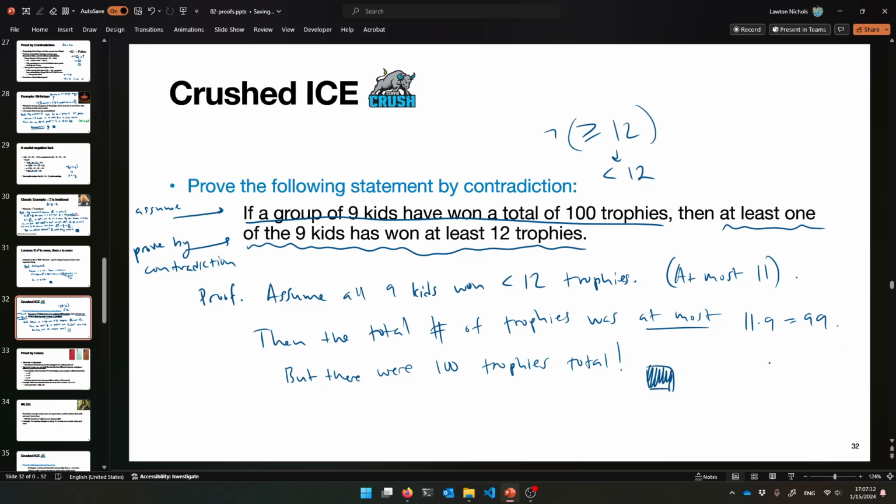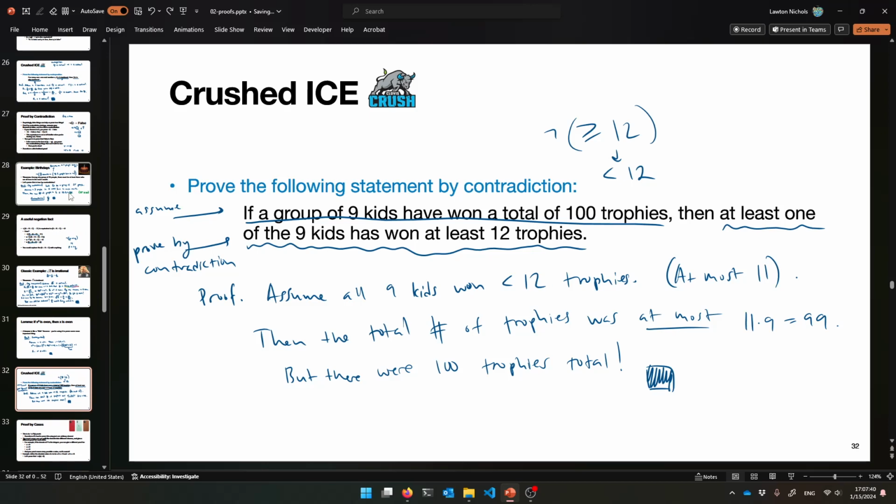We've just proven that false is true, nothing is as it seems, and so that means the theorem we were trying to prove is true, that this assumption that it was false was not correct. So that means the theorem was true: at least one of the 9 kids won at least 12, because you have to bring over that extra one. The 100th trophy would belong to somebody. Okay, that's how it would work. So that's the proof, and hopefully it's making a little bit of sense.